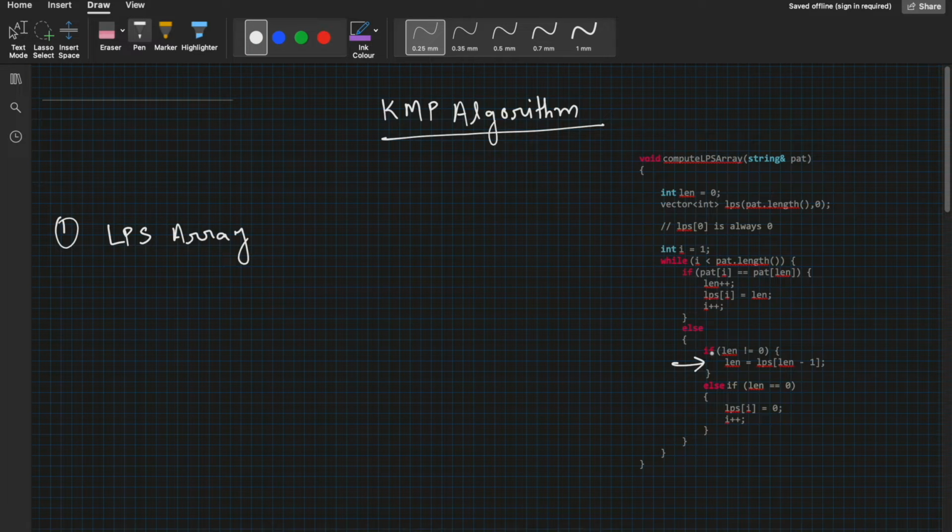This is what confuses many people. So my goal here is to make you understand this line and how it helps in making KMP algorithm a linear time algorithm. Right, so let's dive into the algorithm and let's see how it goes.